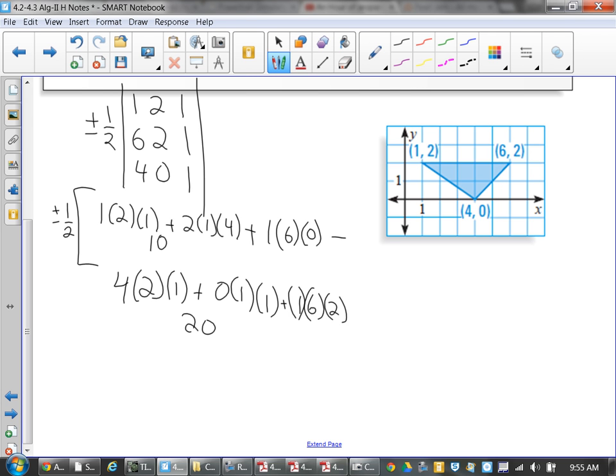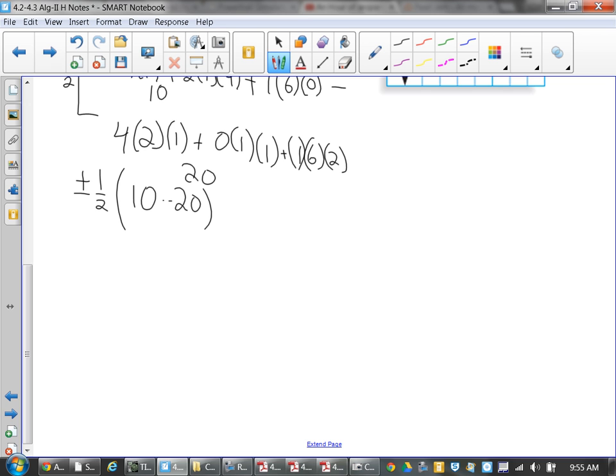So when I set this up, I'm going to get plus or minus 1/2, 10 minus 20. So I'm going to get negative 10 for my determinant. Do I multiply it by the positive or the negative 1/2? Negative, because your area's just got to stay positive, which means it is 5. There's your area.